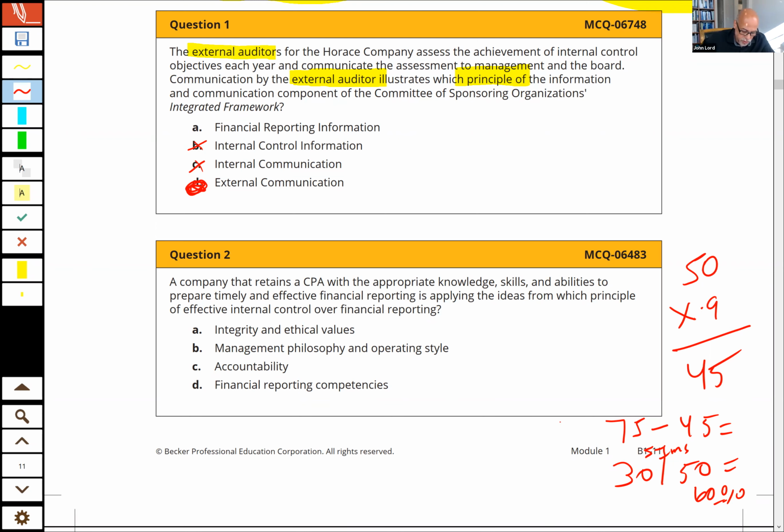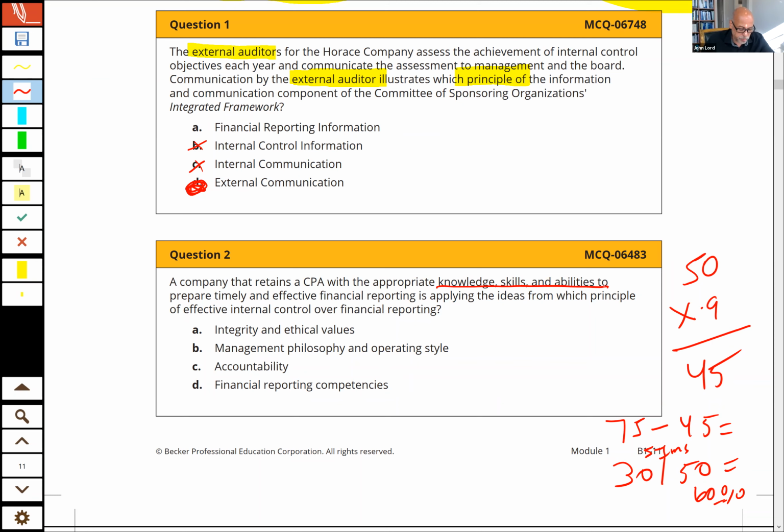But the answer here is D. So I'm going to stop sharing the results to get that out of the way. So let's just go ahead and take a look. They say, a company that retains a CPA with appropriate knowledge, skills, and abilities. Now you start seeing that is talking to what? How competent somebody is. The more knowledgeable, the more skillful they are, the more abilities they have, the more competent they are.